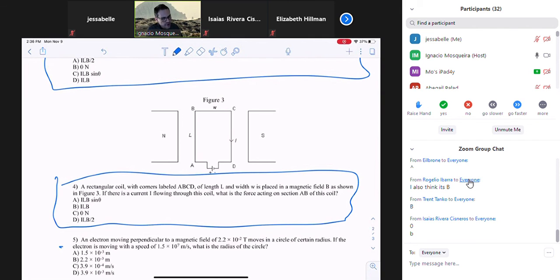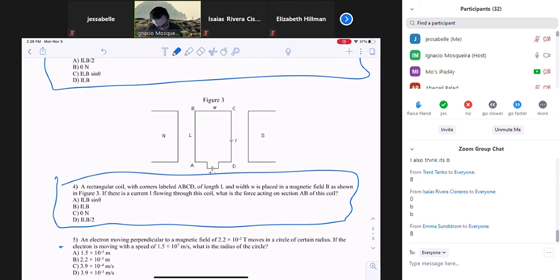Okay, number 4 now. What do you guys think? Still B, right? Yeah.